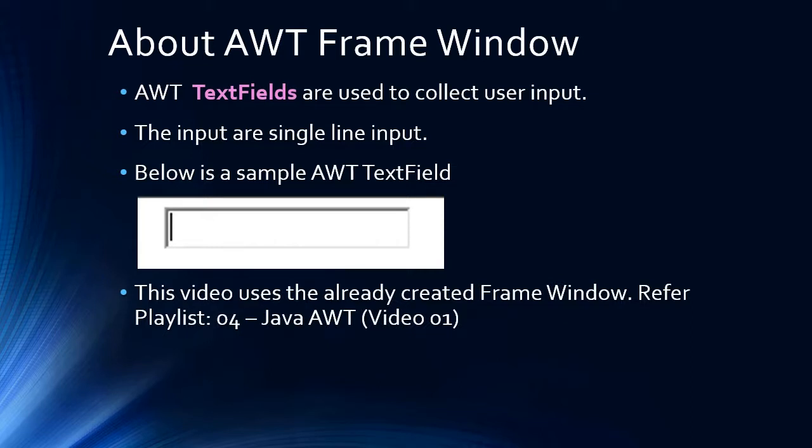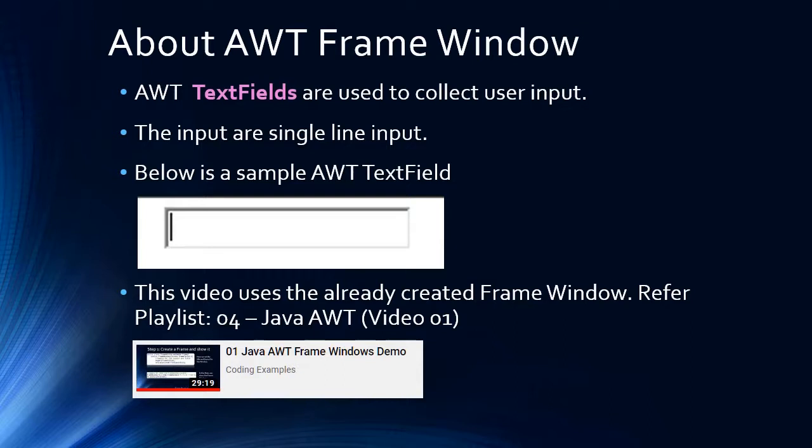This video uses the already created frame window. If you want to know how to create a frame window, refer to the playlist 04 Java AWT, video number 1. This is the video which creates the frame window, and we are going to create a text field on top of this frame window. Alright, now let us go to Eclipse for the demo.